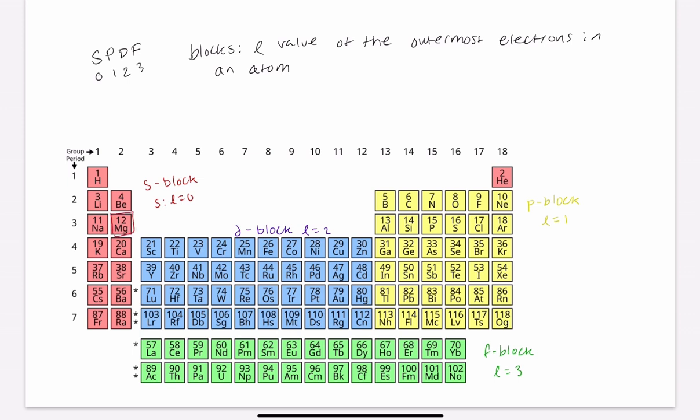So magnesium here is atomic number 12, and it's in the S block shown in red. So for the S block, remember, L is equal to 0. So that means that the furthest out electrons in magnesium, draw a little diagram here. So the furthest out electrons are going to have an L value of 0, okay? And remember, L value of 0 just means that we have a spherical orbital, right?